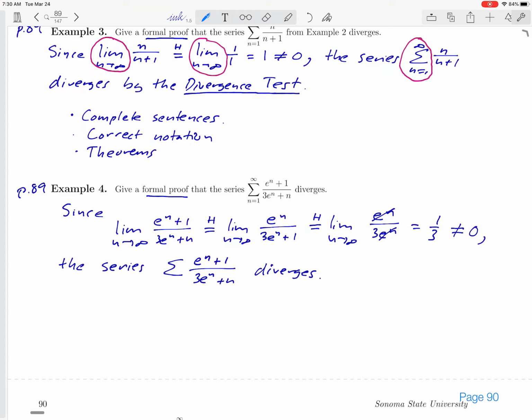And I will make one comment. You might have noticed when I wrote this summation symbol over here to the left, I didn't bother to write n equals 1 to infinity. I could have, but a lot of times, just to save ourselves a little bit of time, it's okay to leave off the n equals 1 to infinity.